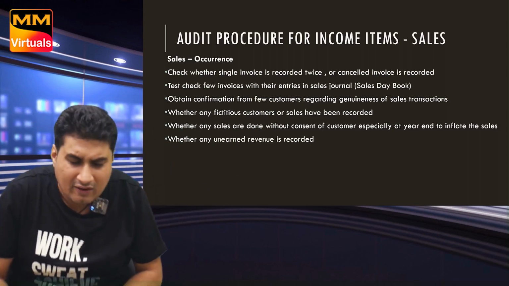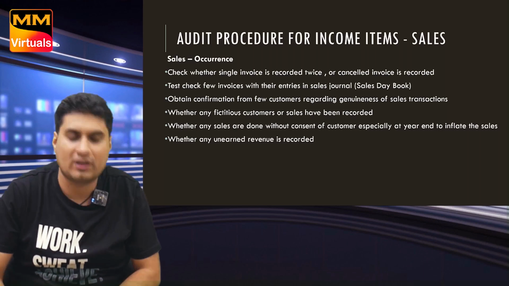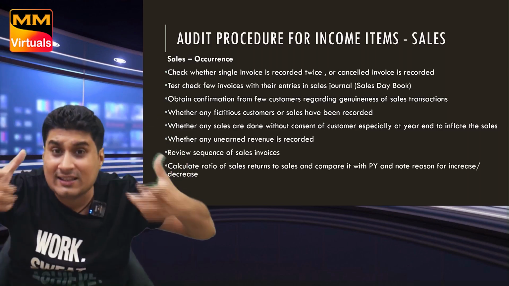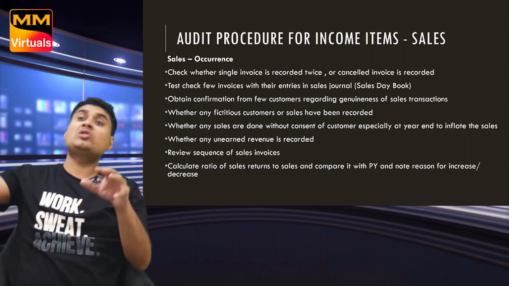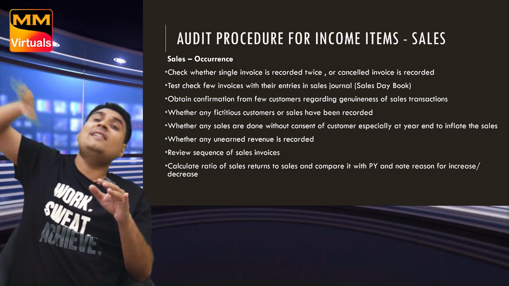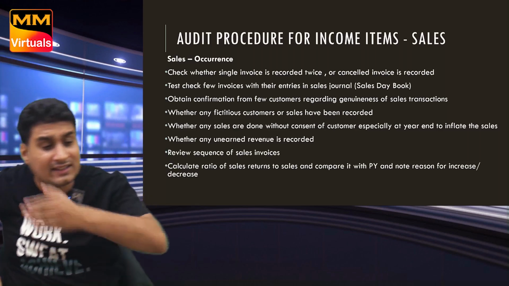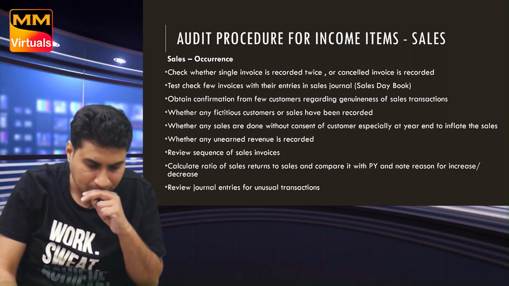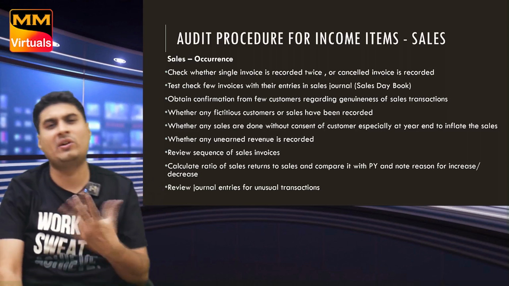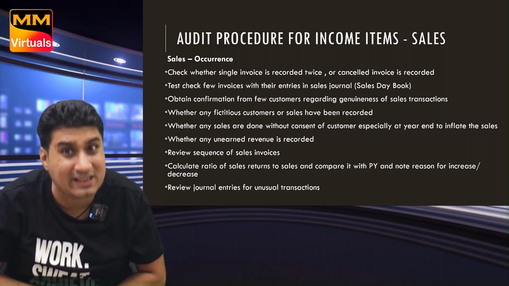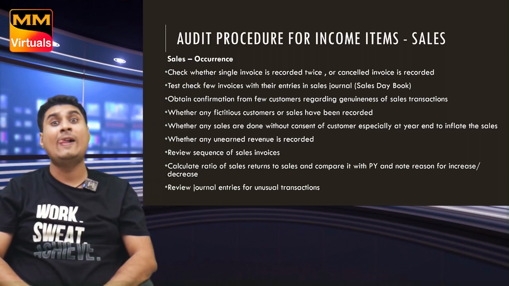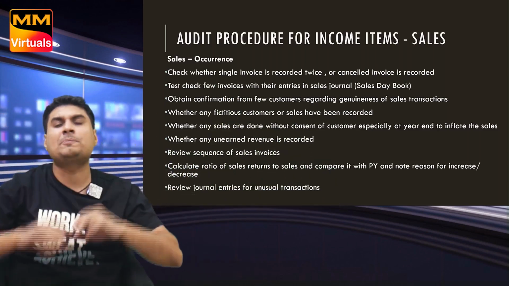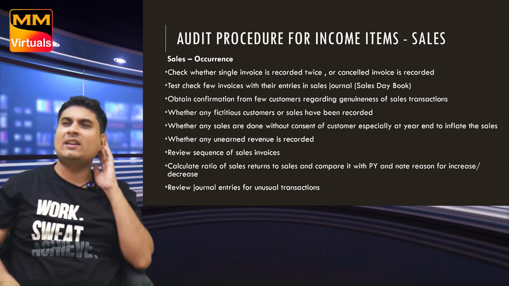Next, whether any unearned sale is there. Next, see the sequence of invoices. Many times if bills are missing, there is a fraud. Review sale return. If there are a lot of sale returns in the month of April, it means these are dummy sales. They were just done to increase the target. Review unusual transactions. What is unusual? Let me take 3 examples. Entries passed after 12 o'clock in the night. Entries passed by CFO. Entries passed by other than an authorized person. Are you clear? These are dummy sales.